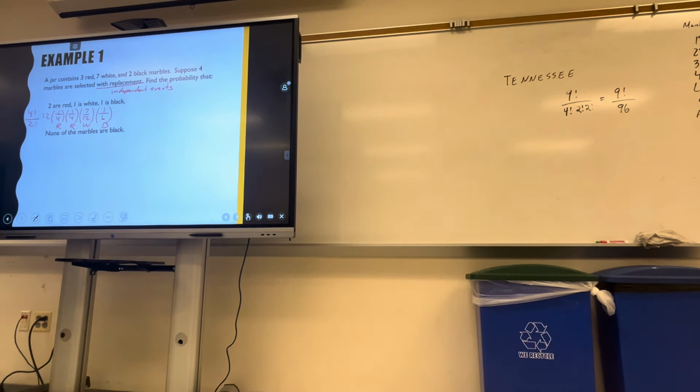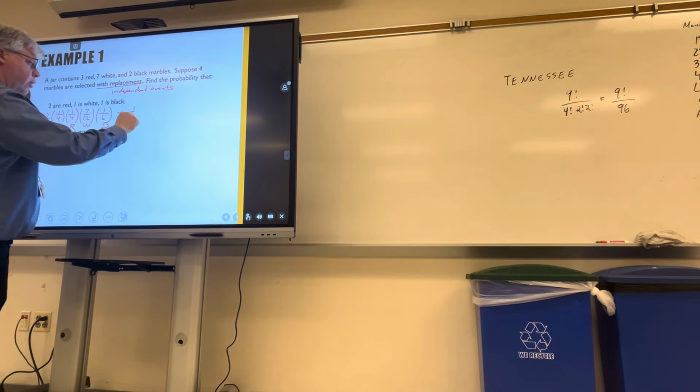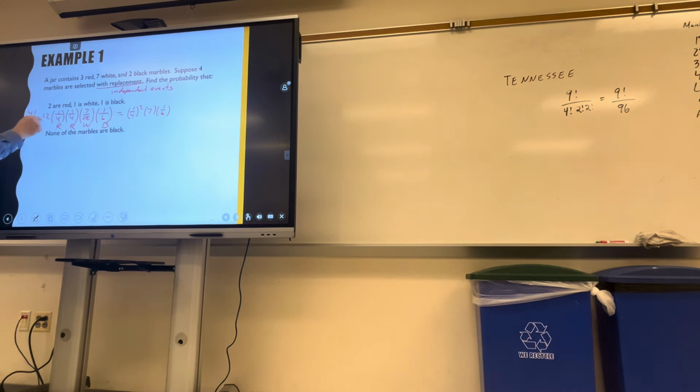Okay? So really, that 12 is going to cancel with this, and I'm going to get 1/4 squared times 7 times 1/6. Does that make sense? Because I canceled this 12 with this 12. Okay.